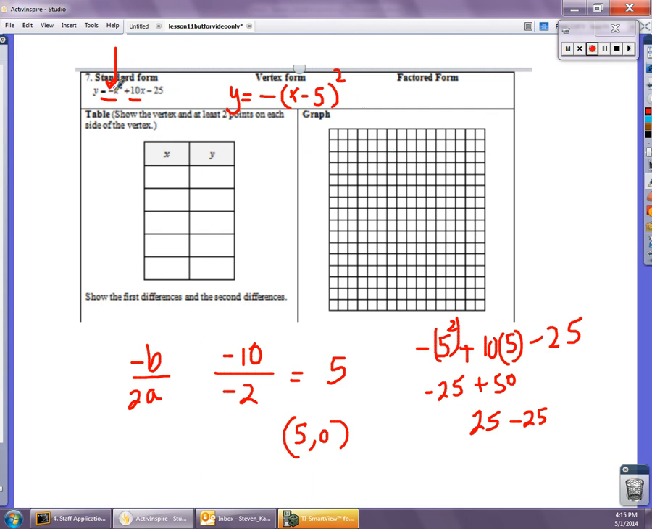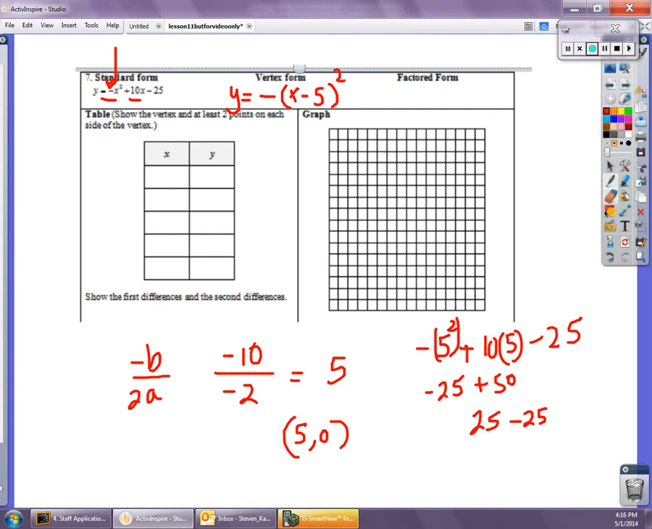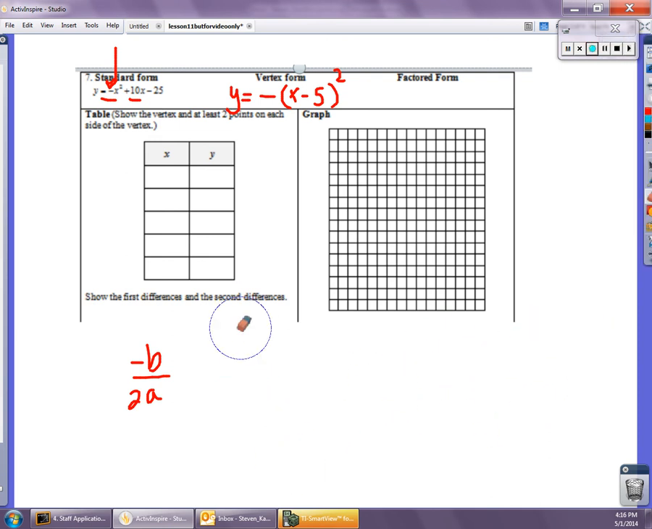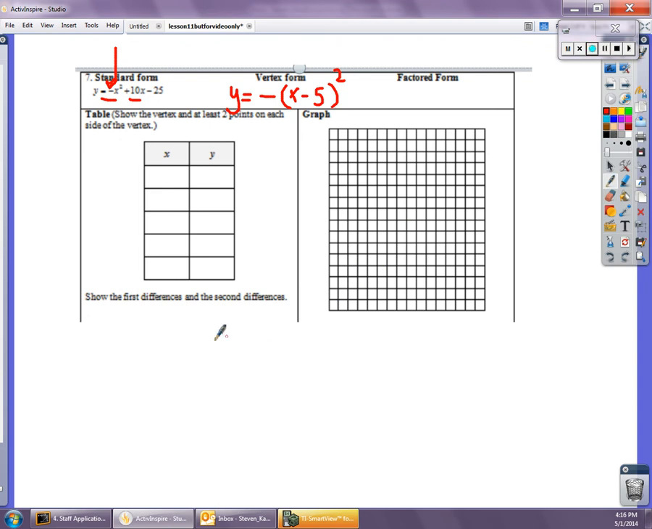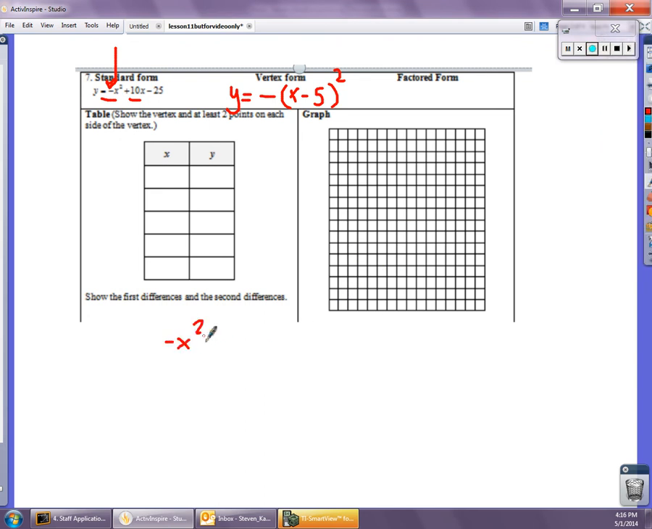Factored form, I have to go back to the standard form. And I'm going to factor our expression. Or actually, it's an equation because y equals. So when you have the equation negative x squared plus 10x minus 25, the a is actually not 1. It's negative 1. So we do have to multiply a and c, which is negative 1 times negative 25. We get 25. We're looking for the two things that multiply to 25 that add to 10.